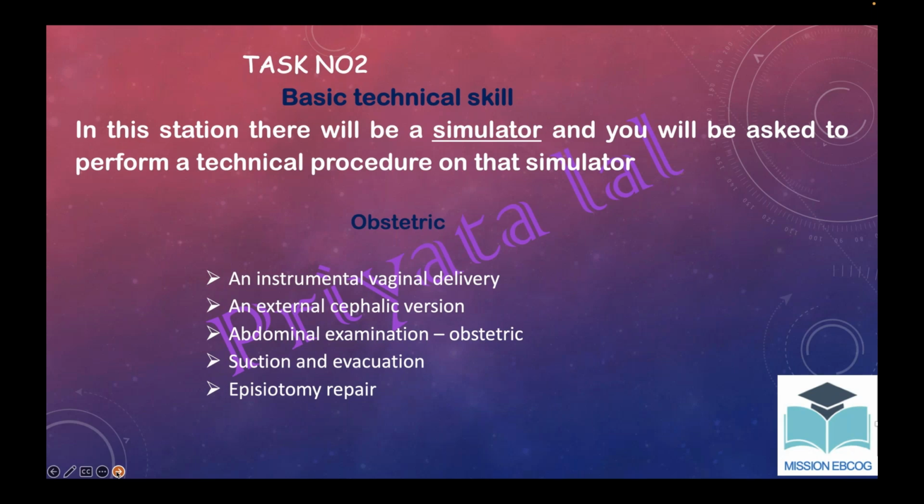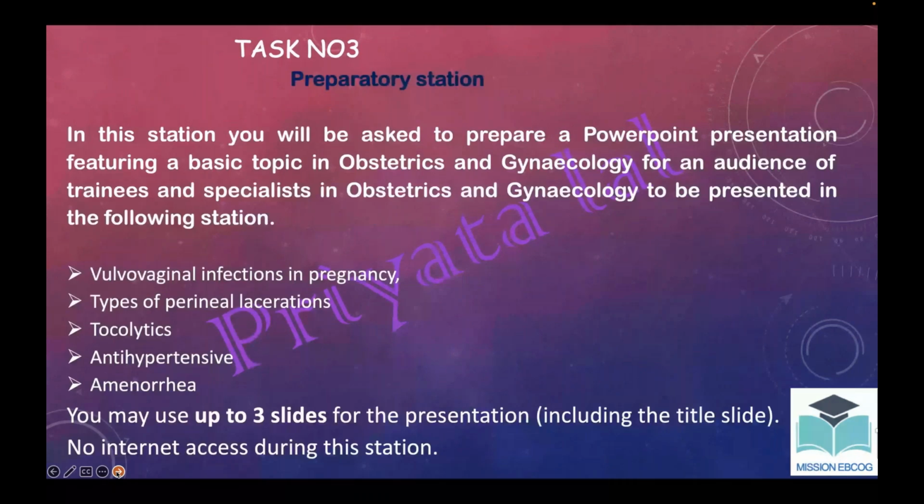Now this will be task number 2. Now coming to task number 3. Task number 3 would be a preparatory station. That means there would be a cubicle and you are sitting alone there for 12 minutes, and you have to make a PowerPoint, the PPT presentation that you make for your presentations. They will give you a basic topic, so you have to make a presentation. There would be no internet access, and they want you to use 3 slides.